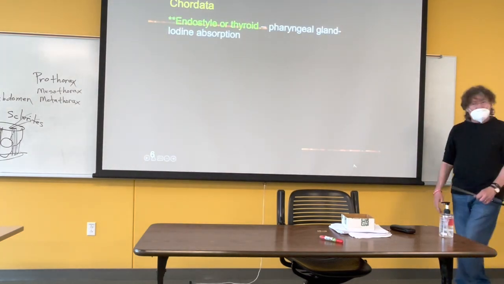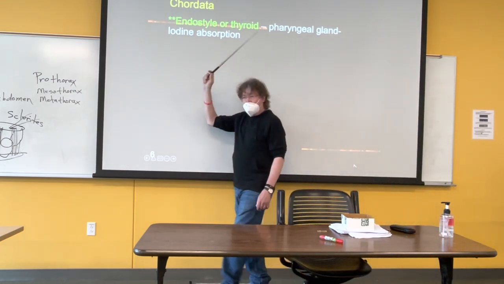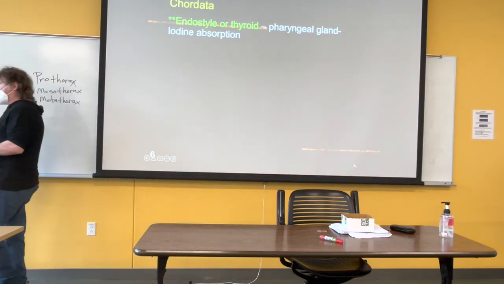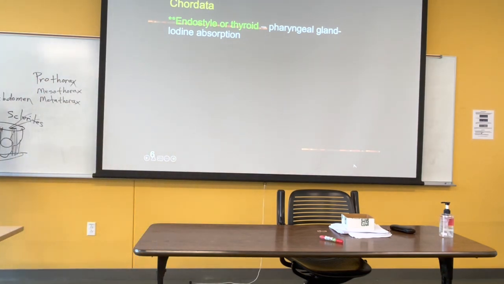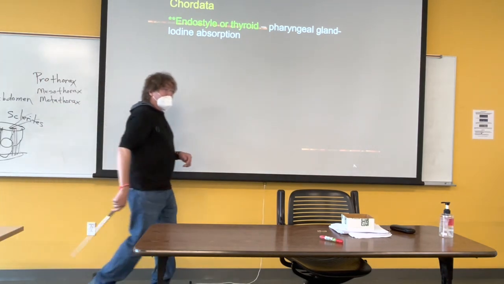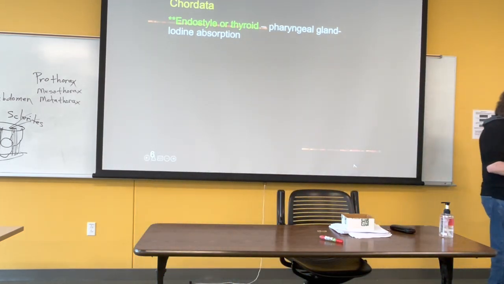Furthermore, another apomorphy, also in the pharynx region: there is a gland there. It's either called an endostyle, or when it's gathered together with some other tissue, it's called thyroid. And it functions with iodine metabolism and produces hormones. We'll talk about some of those hormones a little bit later.